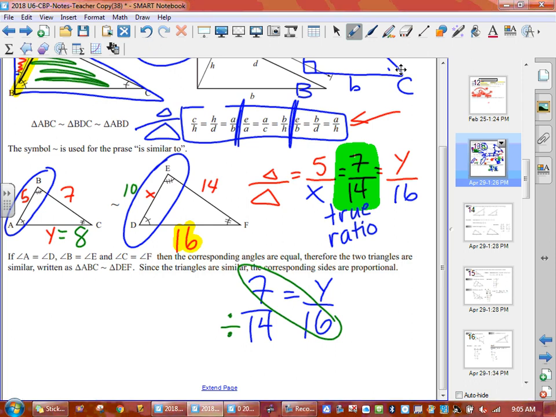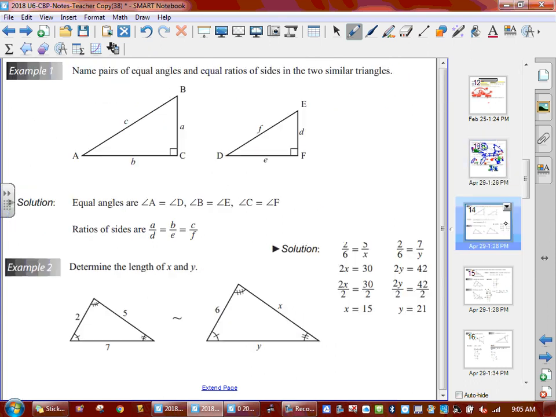So that's why we don't use numbers that we find. We always use the numbers we're given. Okay? And that prevents us from making future mistakes. So that's why we need to use the true ratios. Let's take a look at another example.